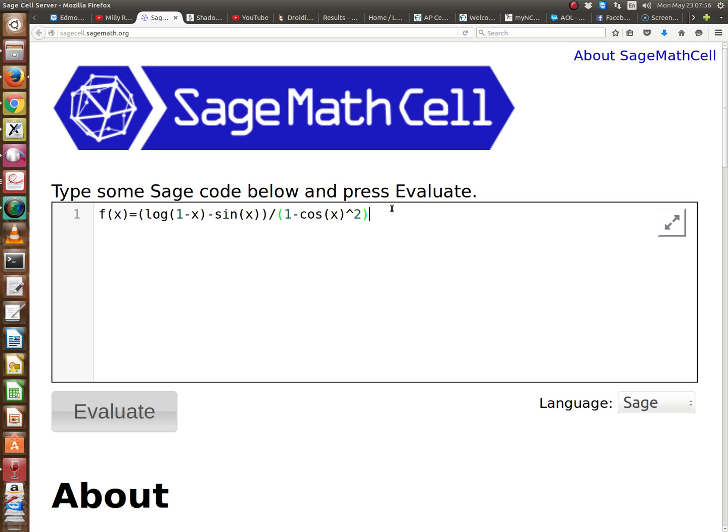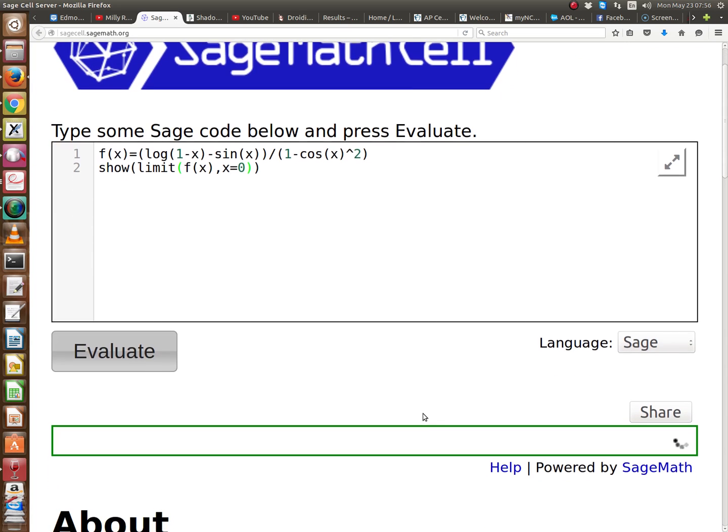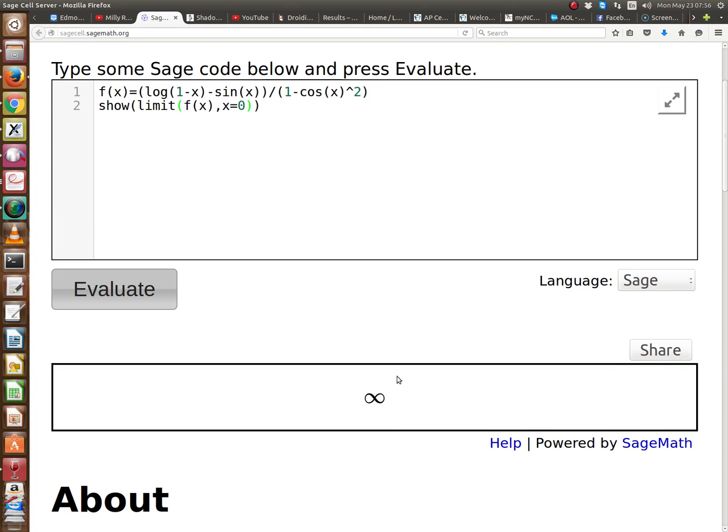Now, the limit they want at 0, right? So show the limit of f of x as x approaches 0. And many of you got infinity, in other words, undefined. There you go. That's a DNE. Why not? You can, but the thing is, I want to graph it and show why it's infinity. I don't want to have to type it again. So let's graph it.